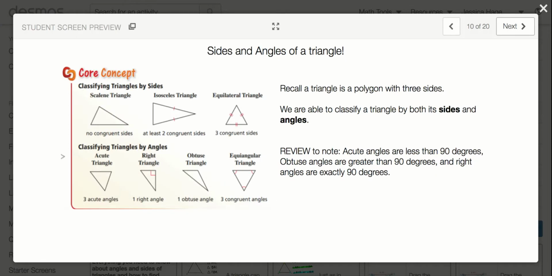So here's a summary slide. It is also the same as your vocabulary sheet that you did. Scalene, isosceles, and equilateral are side classifications. Acute, right, obtuse, and equiangular are how to classify by the angles. Make sure you know which is which. And you can use both at the same time. So you could say something is a right scalene triangle, for example. You also had a chance to explore these when you did the Kahoot assignment.